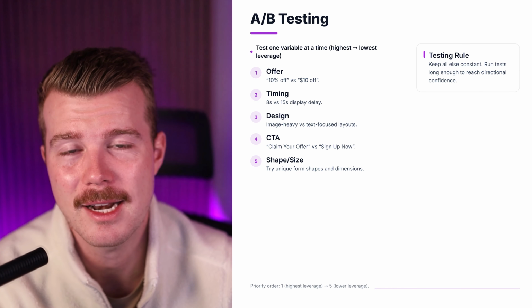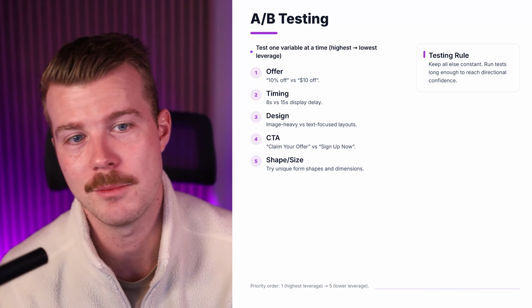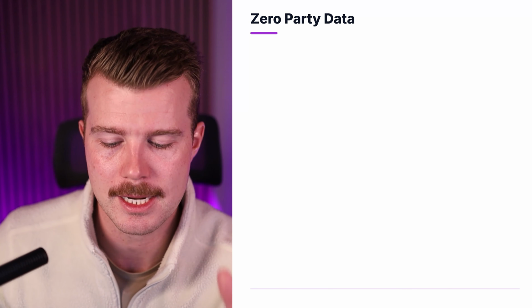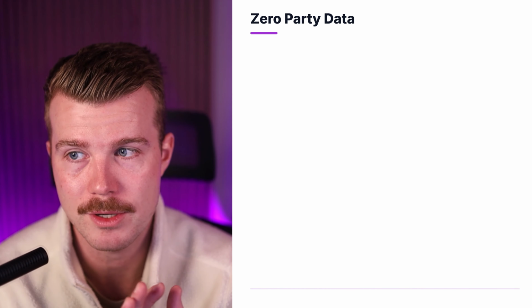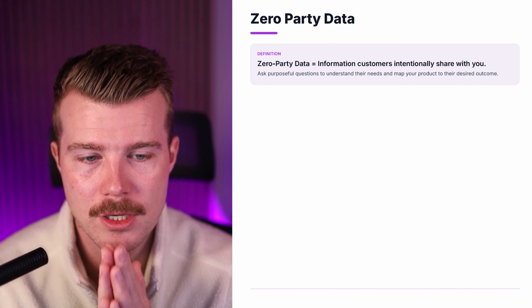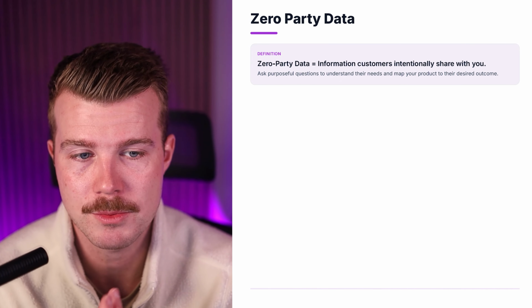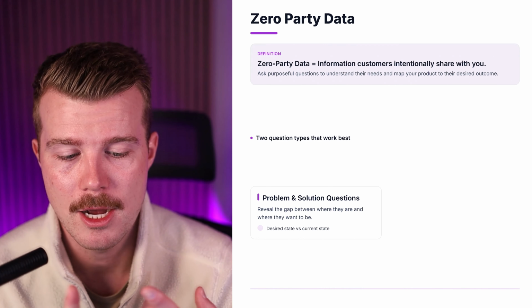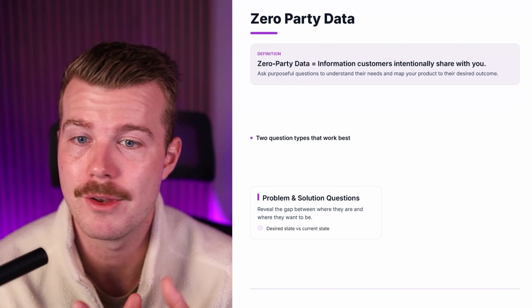Now, the last thing that I would recommend adding, if you aren't doing this already, and if you haven't heeded my recommendation earlier, is adding in zero-party data. If you don't know where to start, this is where to start: information customers are going to intentionally share with you. So what we want to do here is ask one of two types of questions, either a problem and solution style question. Our goal here is to reveal a gap between where they're at right now and their desired state.